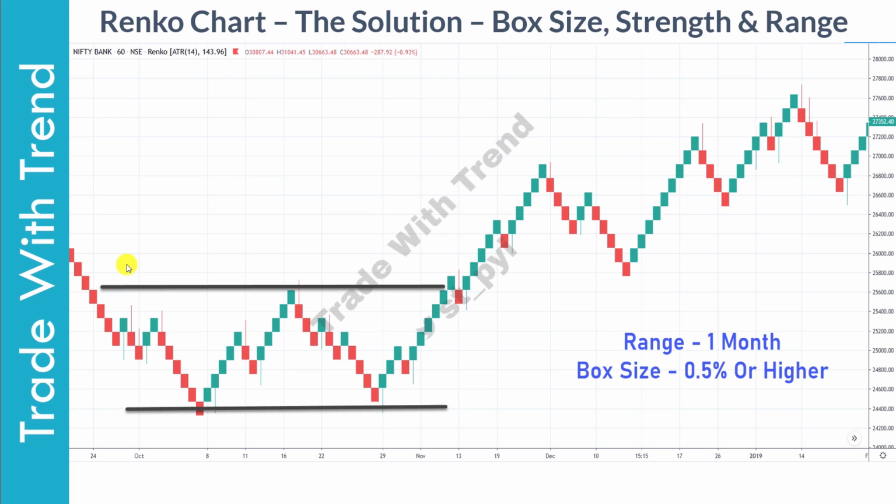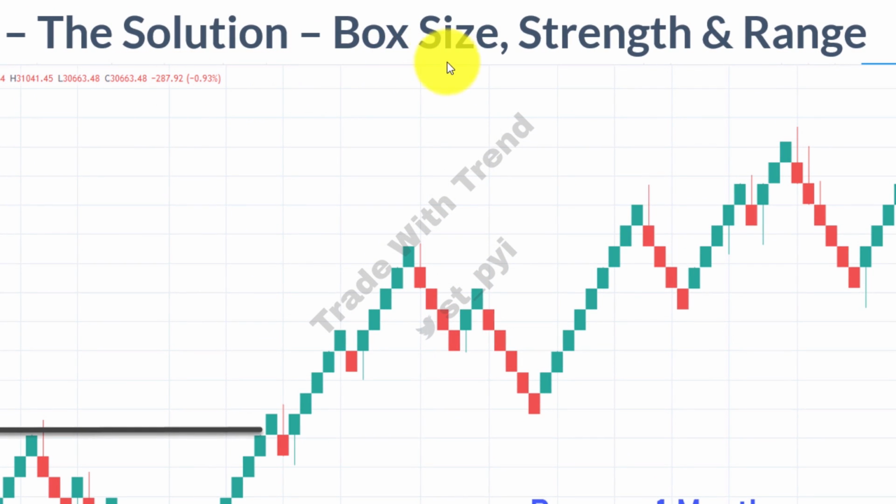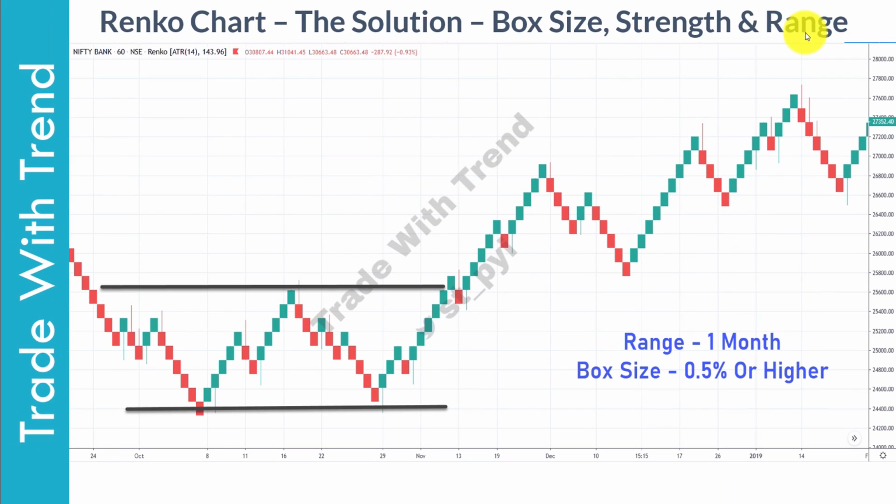So the solution that I suggest in terms of identifying high probability support and resistance with Renko chart is based on box size, strength of support and resistance, and the overall range. So what I propose here is that the range of support and resistance that you identify should at least be 1 month, and the range should be plotted over a box size that is of 0.5% or higher. I hope this is clear.